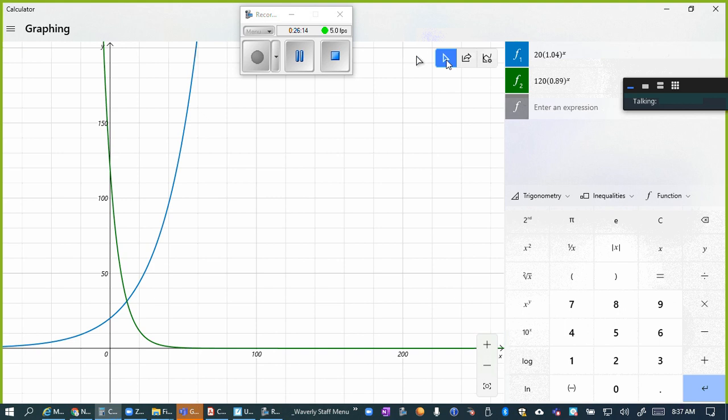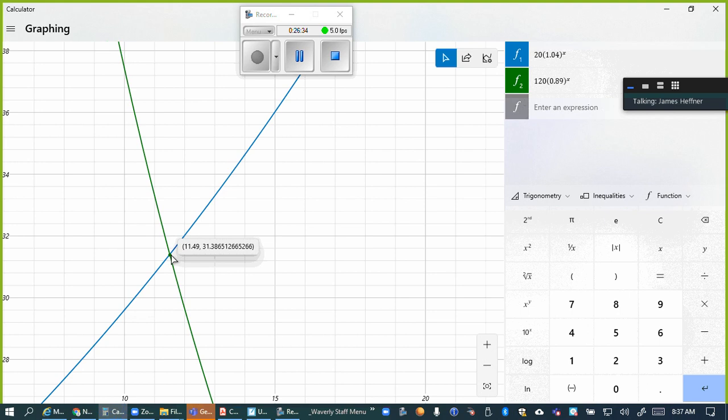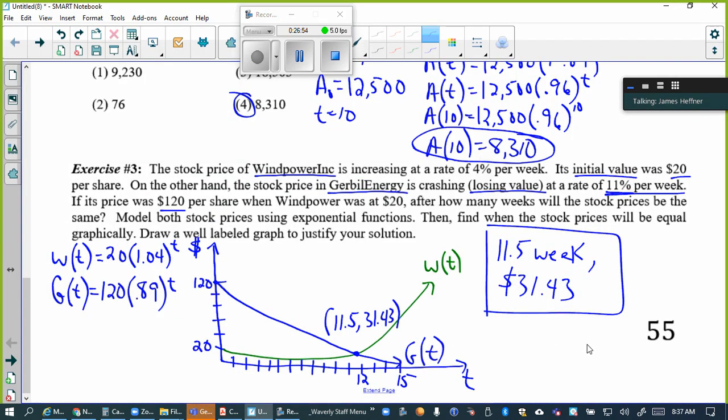I could use the arrow keys on my keyboard. I don't know if that's any better or not. Now I can move along one or both of those. Maybe if I zoomed in, I'll get more accurate. There we go. At 11.5, this is $31.40, right? So if you're having trouble with the calculator I gave you guys, maybe this one will help you, or some other version you can find. Okay? So that is that from that lesson.